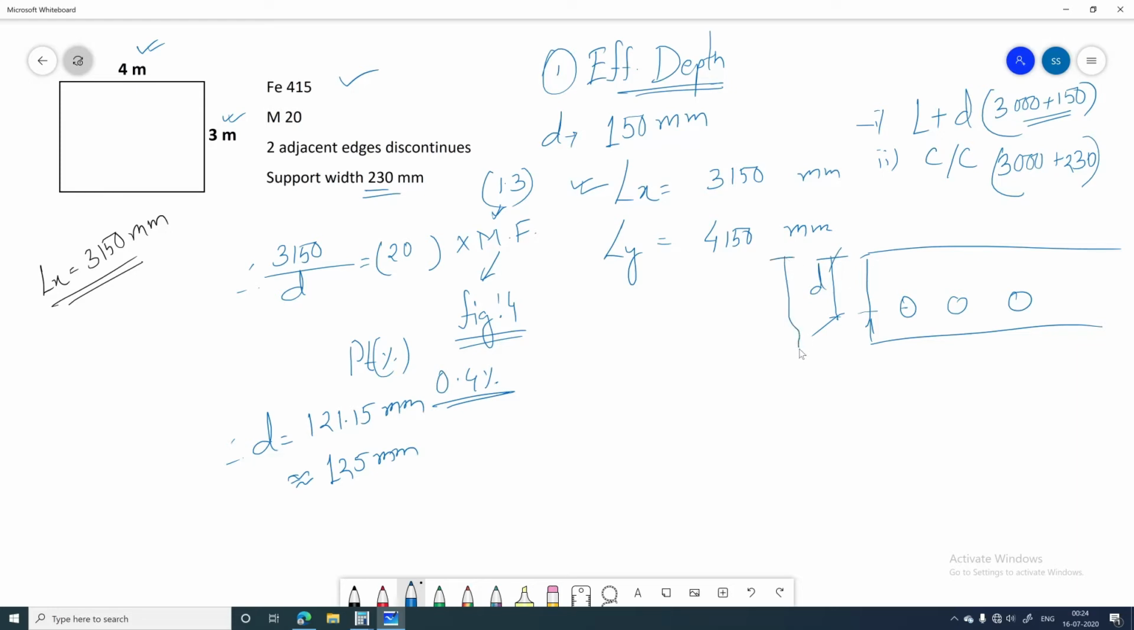So the value of the capital D is this small d plus half of this dia and the clear cover, right? The clear cover is not given, so we consider mild condition, that is 20 mm, and the diameter that we consider is 8 mm. So the value of the overall depth will be 125 plus 4, that means 8 by 2, plus 20. The value that we got is 149 mm. So we consider 150 on the safe side, and this is a round value, so 150.